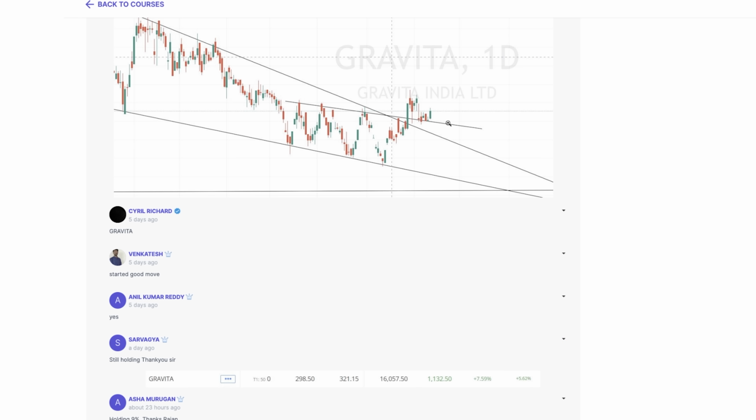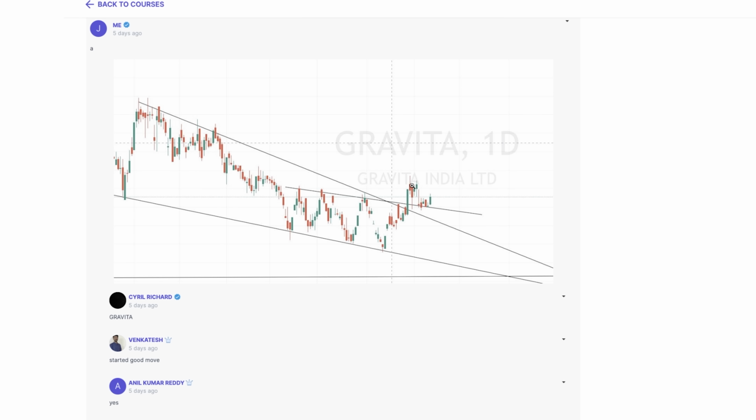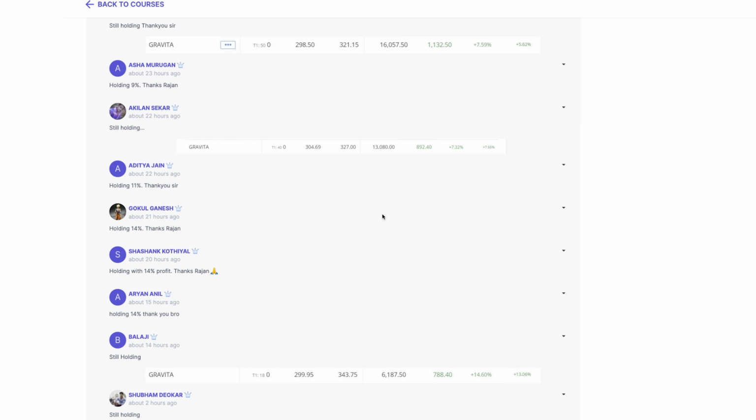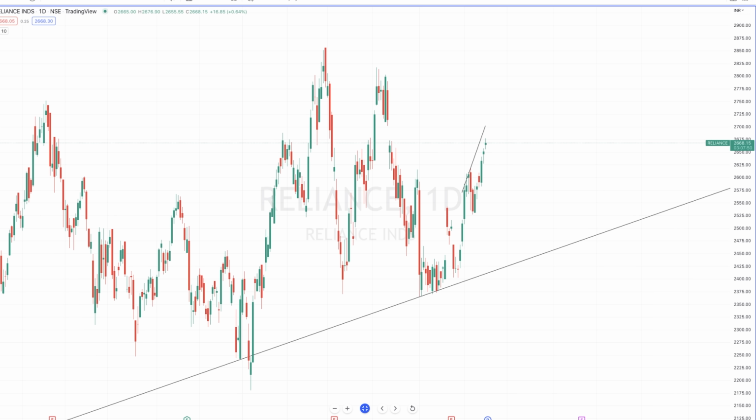What happened to Gravitas? It was a very beautiful triangle pattern. It came out of the triangle pattern and nicely consolidated. So this is when I posted. A lot of people made money in this, and look at the amount of returns they have made.